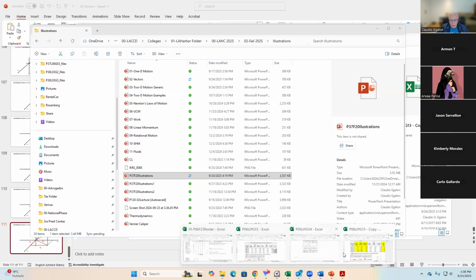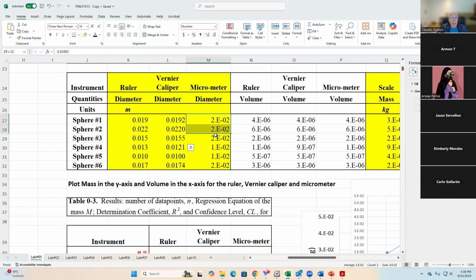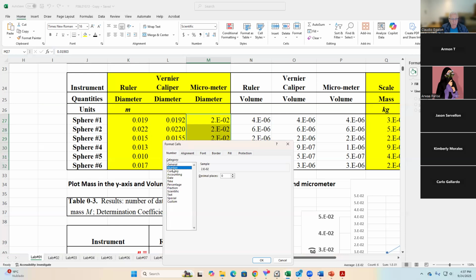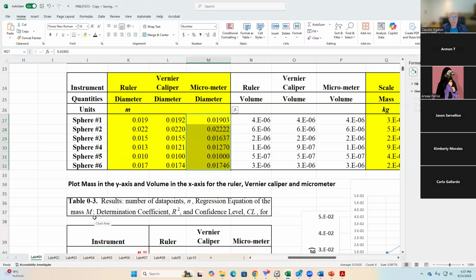Let's go to my spreadsheet here. Then I have to display the significant digits for the micrometer. If here we have 3 decimal places, 2 significant figures, and 4 decimal places, 3 significant figures, for the micrometer we are going to have 5 decimal places, 4 significant digits.